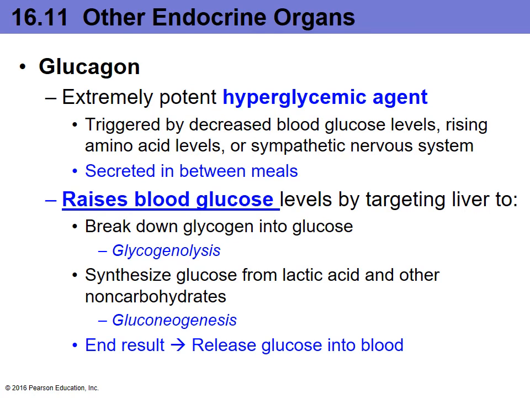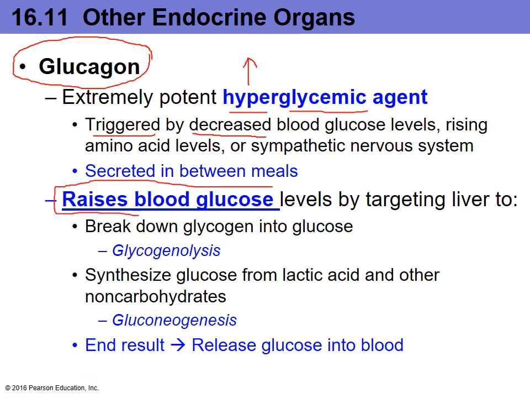All right, so let's start with glucagon. Now, glucagon is what we like to call a hyperglycemic agent, and hyper means to increase. So that means that glucagon, when it's released, will cause your glucose levels to increase, okay? So what we see happening here is that it's triggered by a decrease in blood glucose levels, rising amino acid levels, or the sympathetic nervous system, and its main goal is to raise your blood glucose.